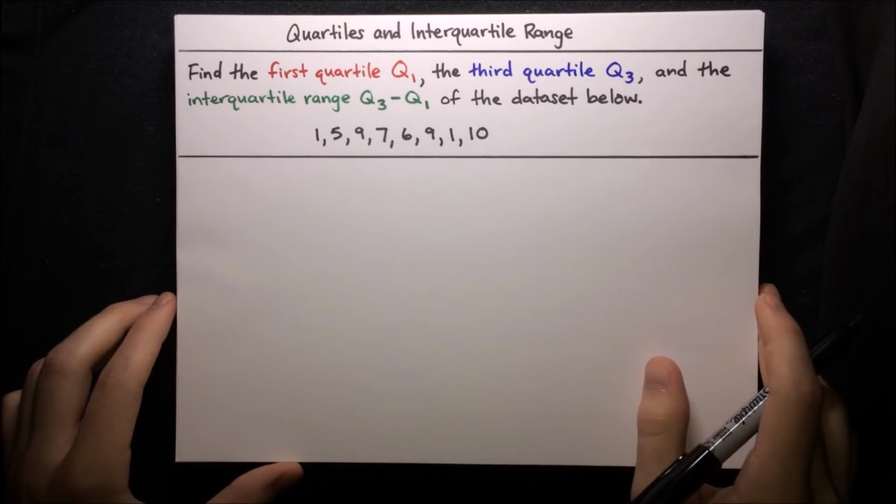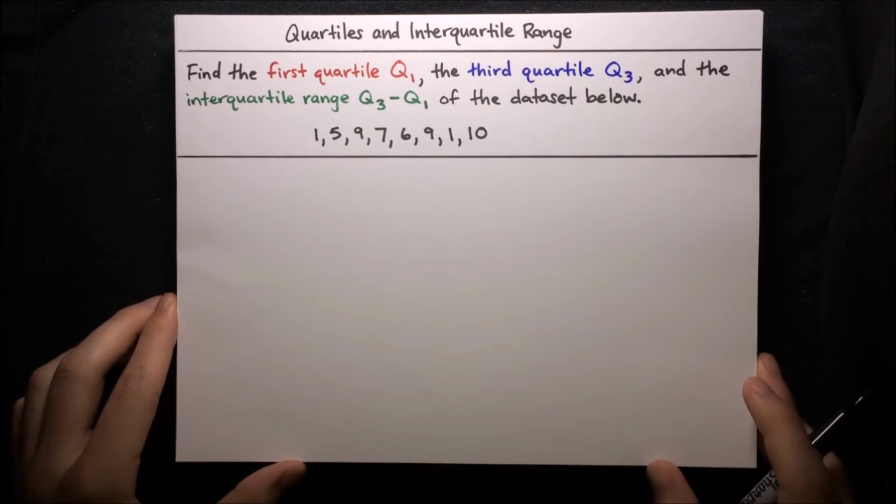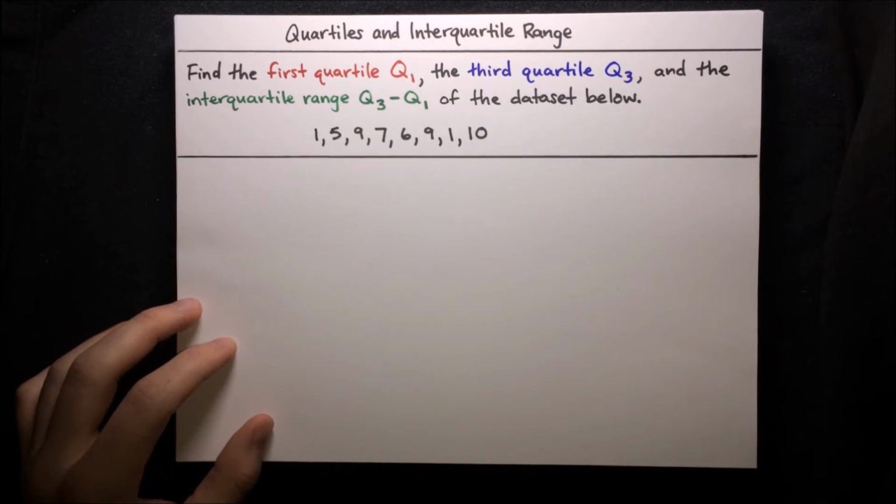Here's our first problem. Find the first quartile, Q1, the third quartile, Q3, and the interquartile range, Q3 minus Q1, of the dataset below. 1, 5, 9, 7, 6, 9, 1, 10. Alright, so the very first thing to do, before we can begin picking out the first and third quartiles, is that the dataset needs to be ordered from least to greatest. So let's go ahead and do that.